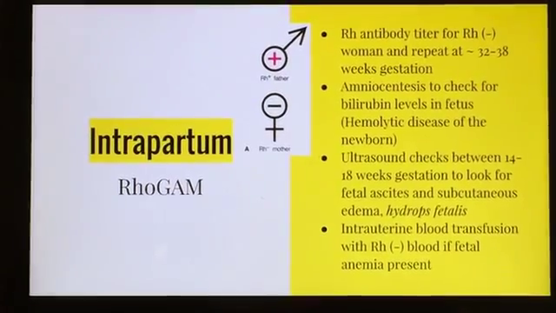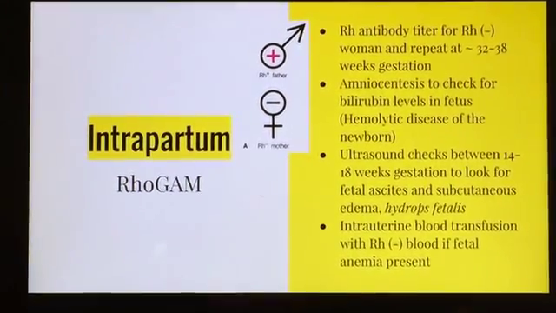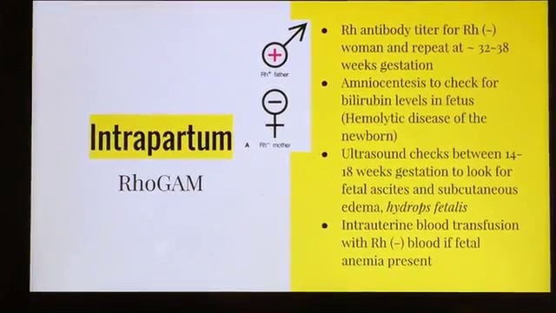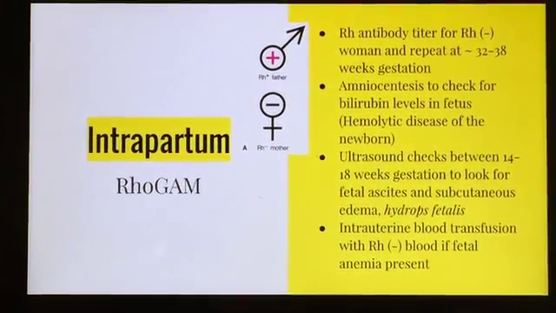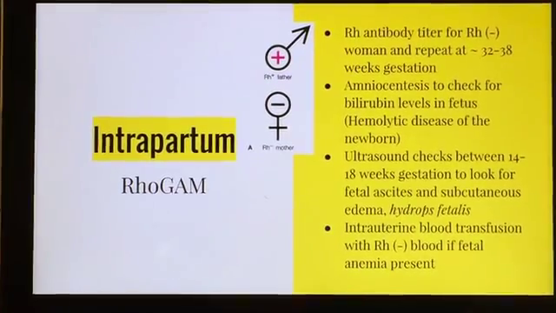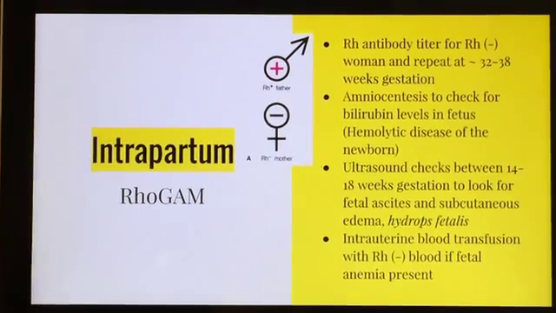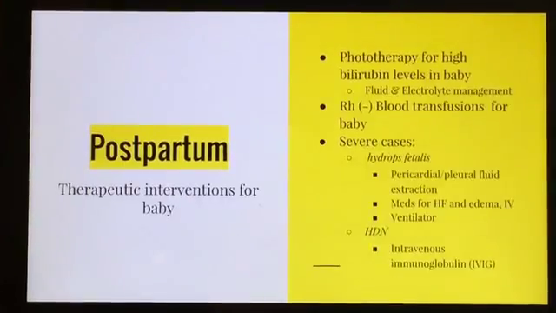Ultrasound checks to look for ascites, swelling, any other subcutaneous edema. There's a condition called hydrops fetalis. Intrauterine blood transfusion may also be recommended, especially if there's fetal anemia present due to the hemolysis.